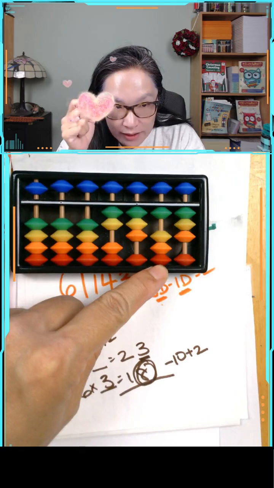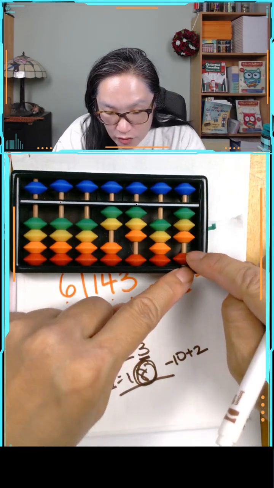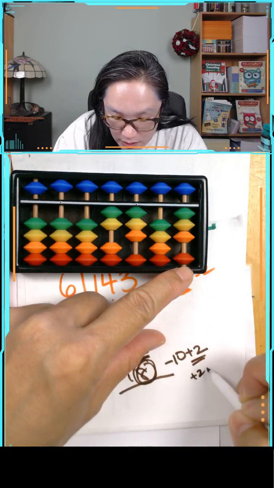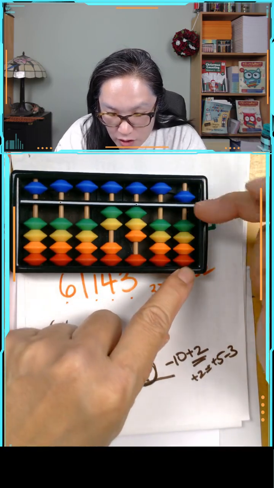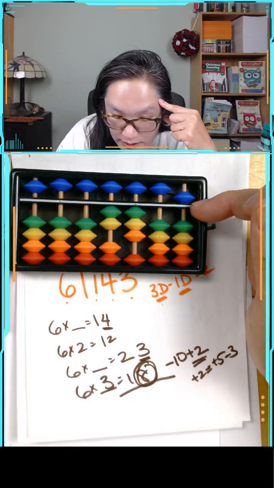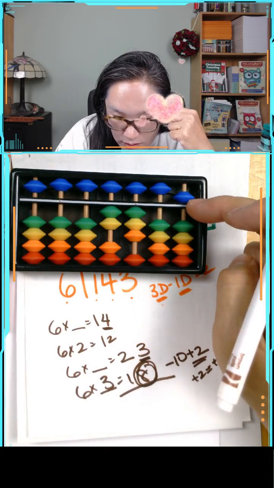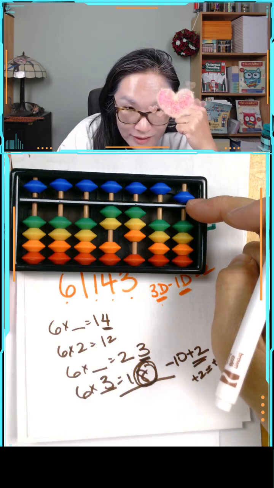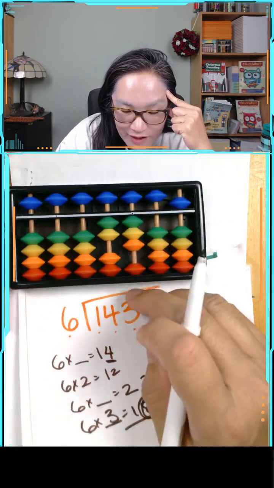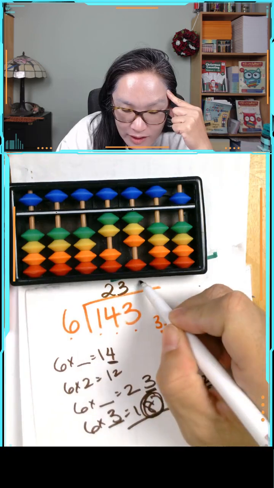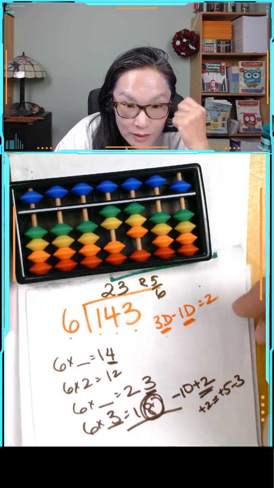That's why I don't talk about it so much. So minus the 10 plus the 2. Plus the 2 is plus the 5 minus the 3. So my remainder is 5. So it's 23 remainder 5 over 6. That's what it would be.